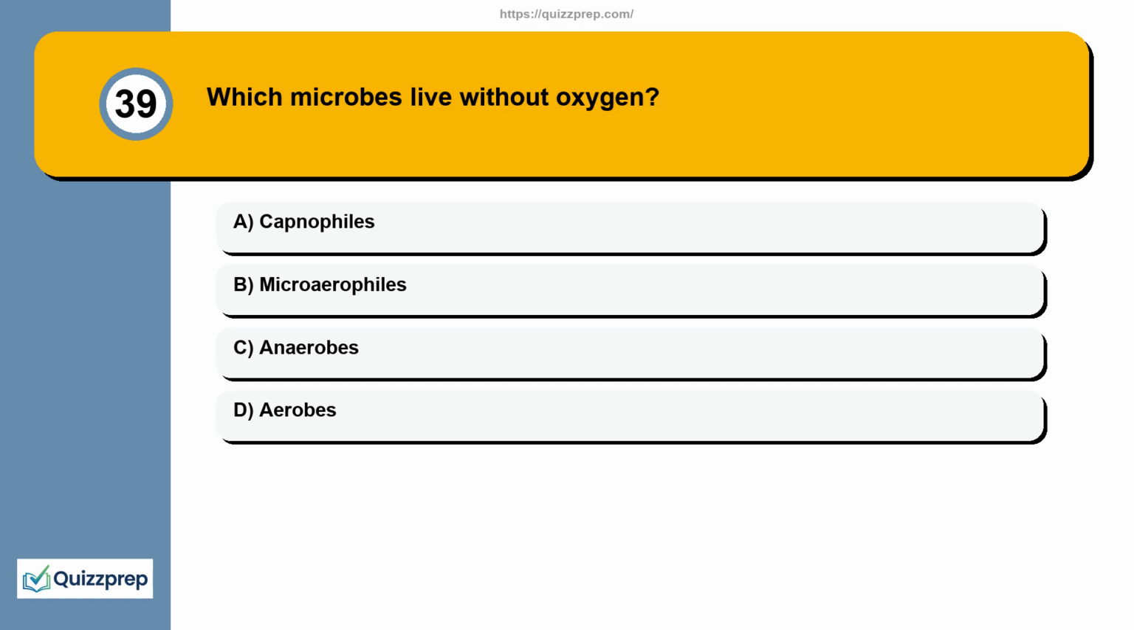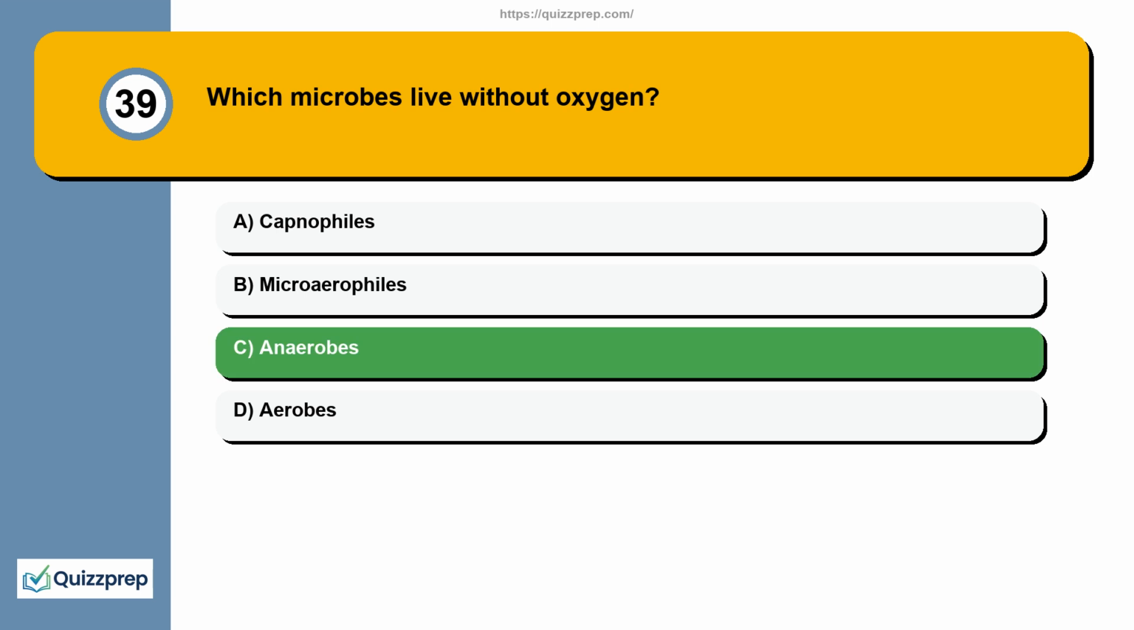Question 39. Which microbes live without oxygen? Option A, capnophiles. Option B, microaerophiles. Option C, anaerobes. Option D, aerobes. The correct answer is option C, anaerobes.